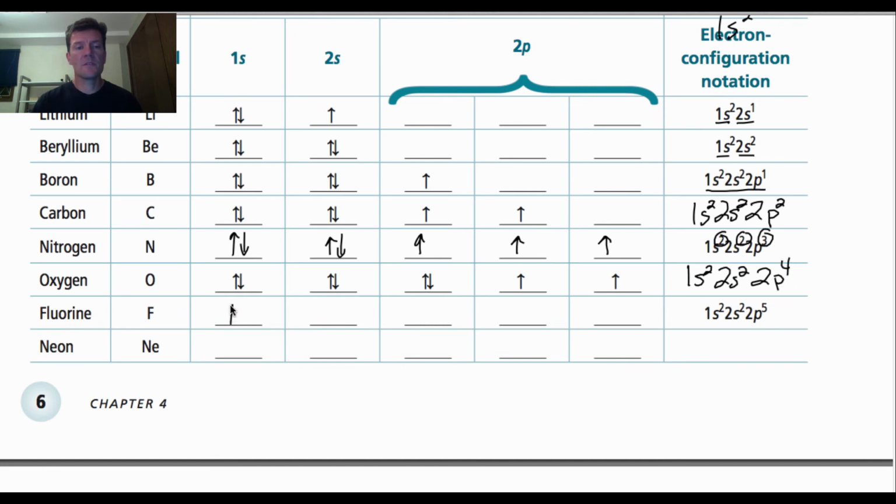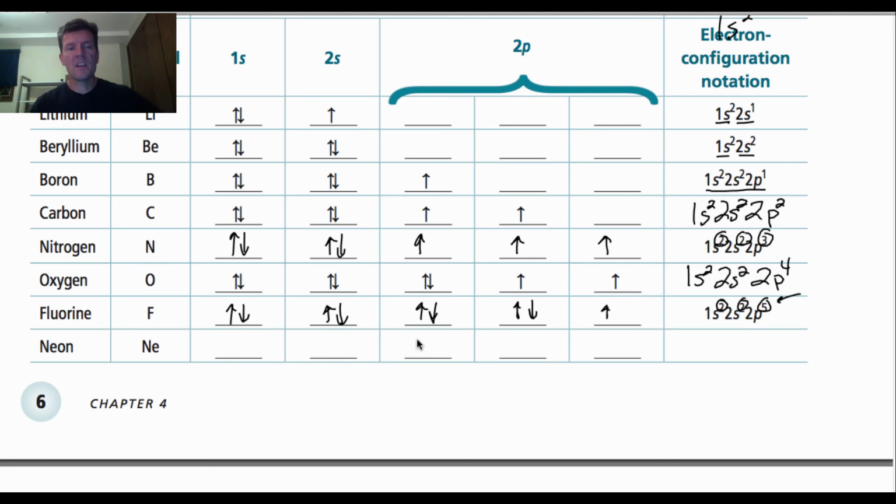Fluorine, 1, 2, 3, 4. How many electrons does it have? Well, it's got 5, 6, 7, 8. So these are going to be 1, 2, 3, 4, 5, like that. Oops, sorry, that's 9, isn't it? All right. 2, 4, 5, 6, 7, 8, 9. Oh, that is 9. It should have 9. Yep, it should have 5, 6, 7, 8, 9. My apologies. So there's 9.